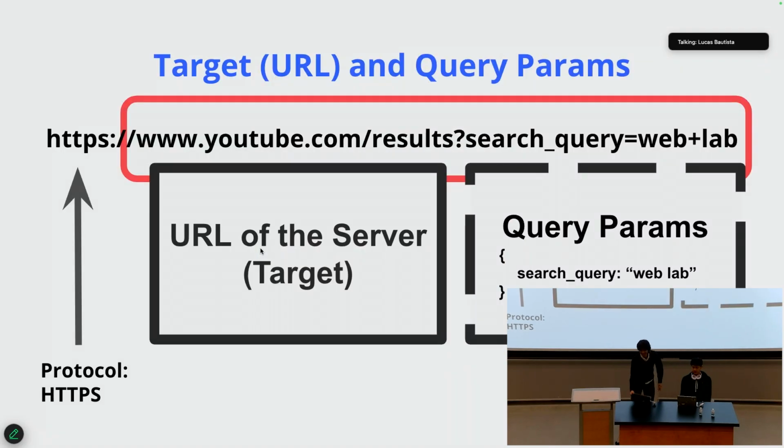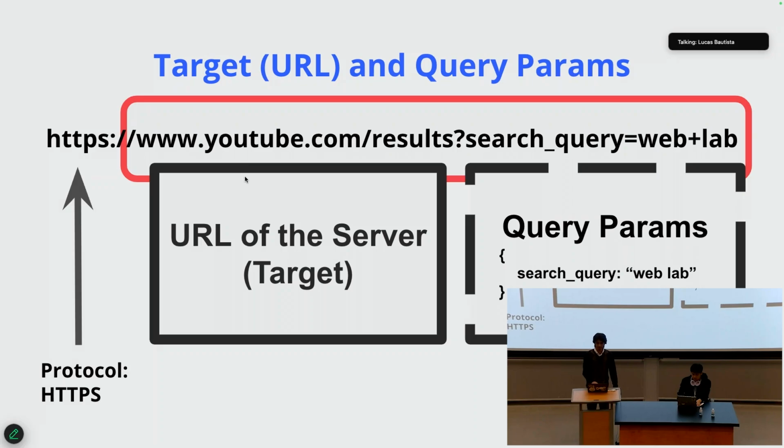So first, the target URL and query parameters. HTTPS just tells us that the protocol that we're using to send a request is HTTPS. Next, we have www.youtube.com/results. And that's the URL of a server. So this is where we're sending our request to. Generally, YouTube would have some kind of mega computer with a bunch of data storage, and we'd be sending it to the computer with that IP address.